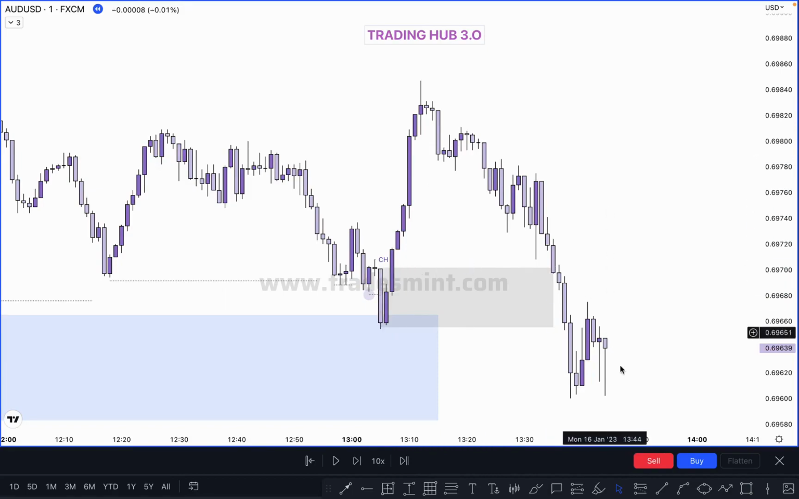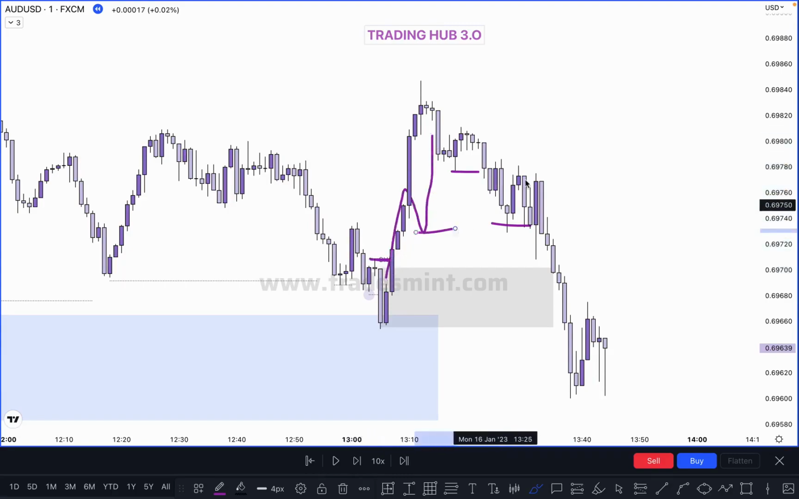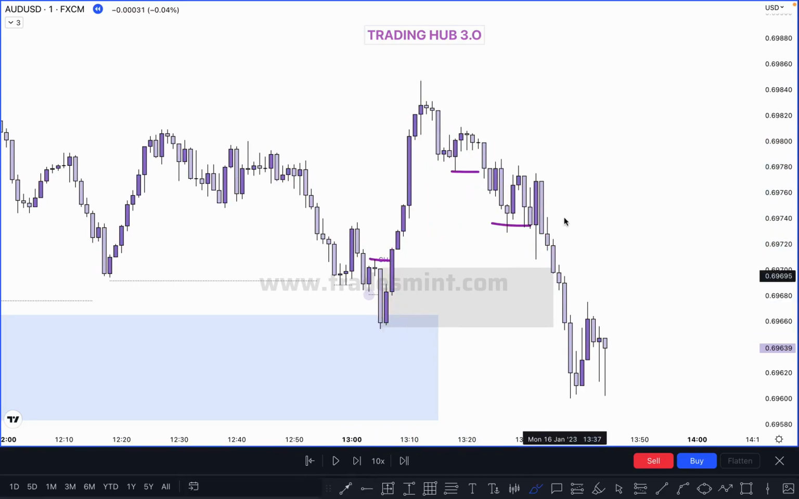And one more thing you have to remember, this is not an inducement. Inducement is not on the right side. Inducement is always on the broken side. This side is the broken structure, so you will see inducement on this side. Okay, these are not inducement. These are internal structure between this high and this low. So this is not a valid structure for a buy, and you don't need to buy here.